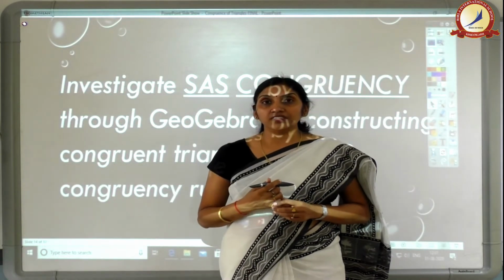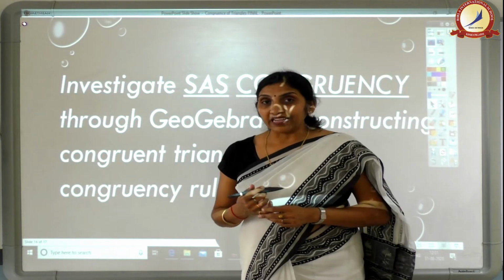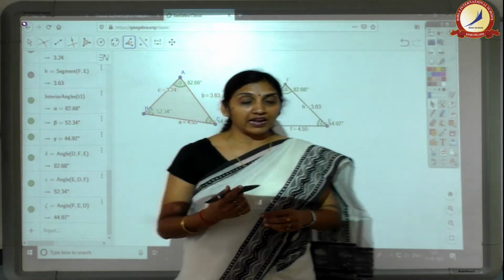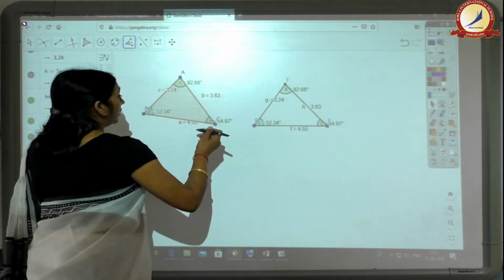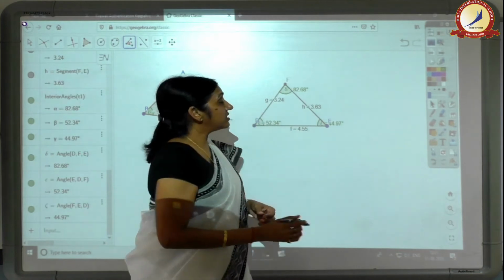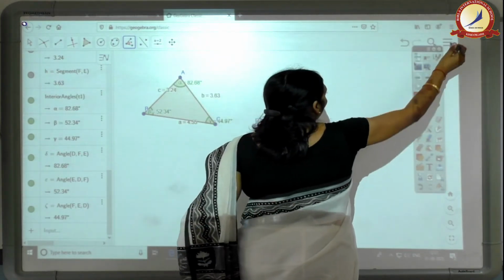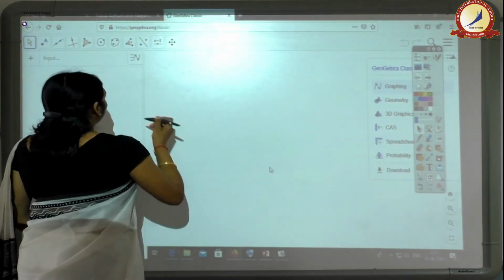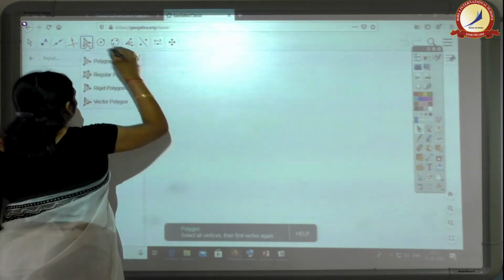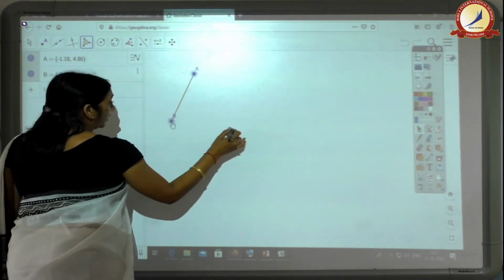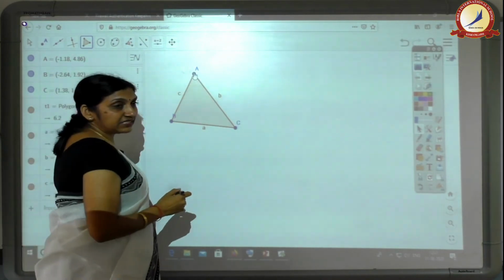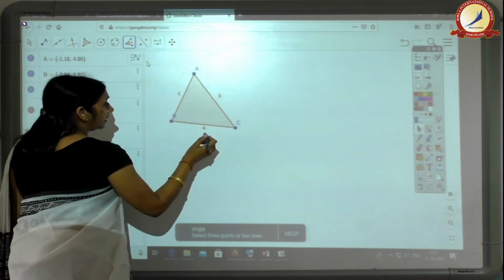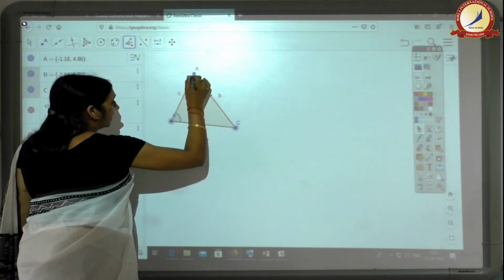Now, let us investigate the SAS congruency rule through the software GeoGebra, by constructing the congruent triangles and proving their congruency. To do that, let me just select the new window. I will click on this view and I will click on the new file. So, first you draw a polygon, a triangle ABC, and let me measure angle B. To do that, select the angle tool, select the vertices in the anti-clockwise direction.